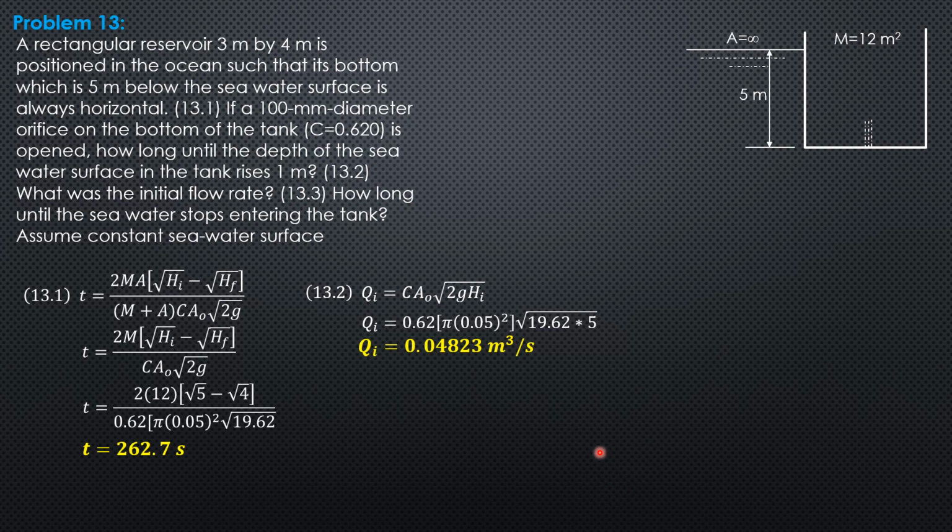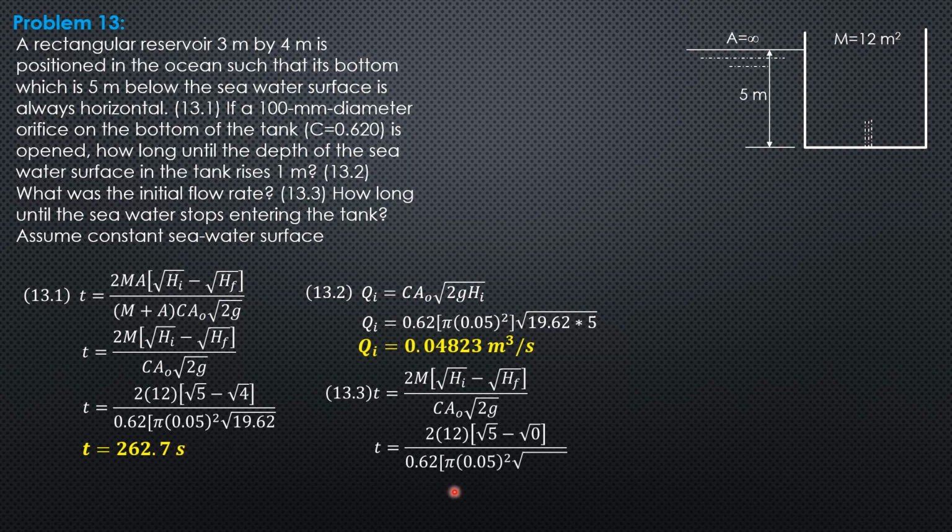Then 13.3, how long until the seawater stops entering the tank? Assume constant seawater surface. So it stops when the final head is 0 or when the seawater entering the tank is at the same level as the seawater surface. So the final head is 0, so we use this same formula here, except that we replace square root of 4 by square root of 0. So 2 times 12 times the quantity square root of 5 minus square root of 0 over 0.62 times pi times 0.05 squared times square root of 19.62. So that would be 2,488 seconds.